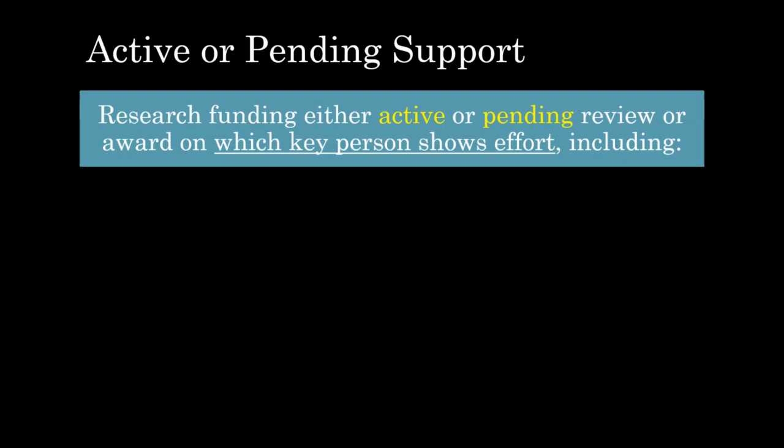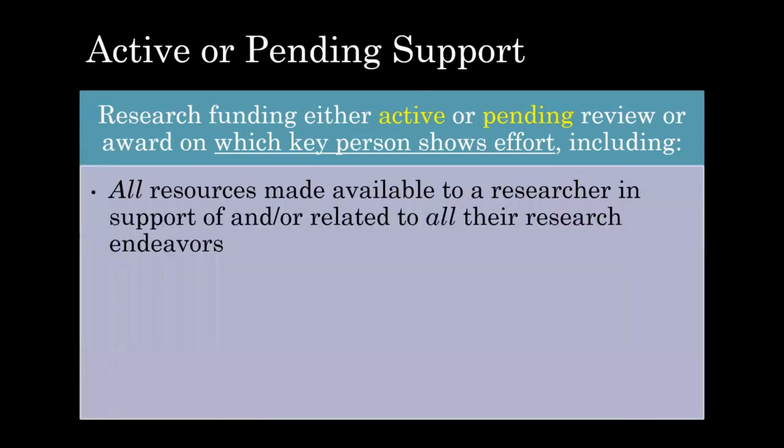So active and pending support is research funding that is either active or pending, which means it's pending a review or an award on which key personnel show effort. Now, keep in mind your PI is going to be the best one to determine what his or her actual pending support is. So always review the pending support with your PI to ensure that the grant is still pending, that it is pending either a score or maybe a notice of award is coming in.